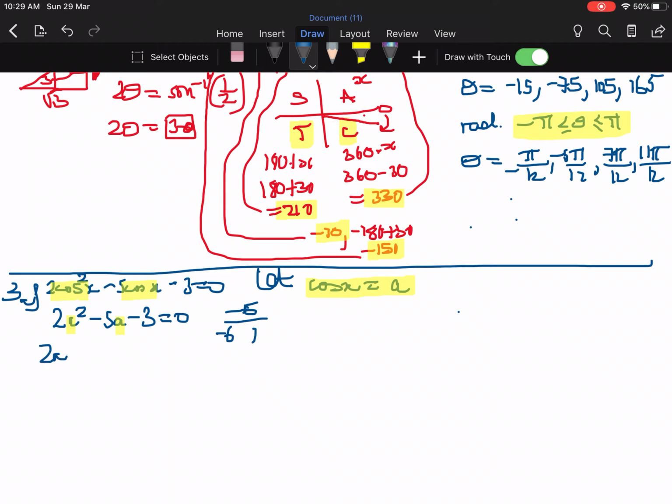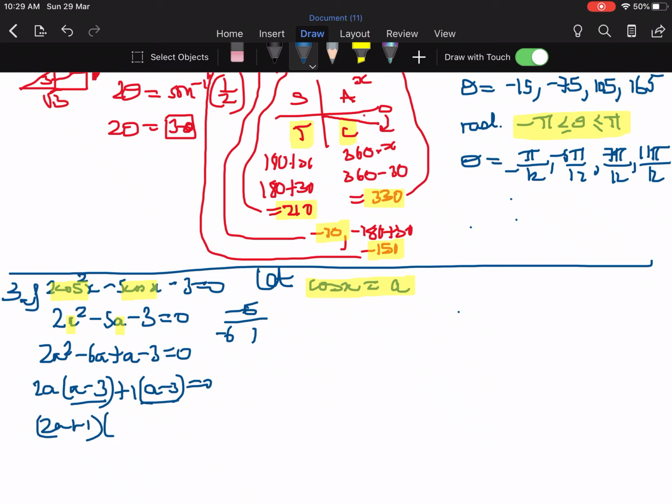So I'm going to get 2a squared minus 6a plus 1a minus 3 equals 0. Then I'm going to factorise the first 2, which gives me 2a bracket a minus 3. And then factorise the second 2, well, 1 is the highest common factor. How do I know I'm right? Well, these 2 brackets are the same. So my 2 brackets are 2a plus 1 and a minus 3 equals 0.